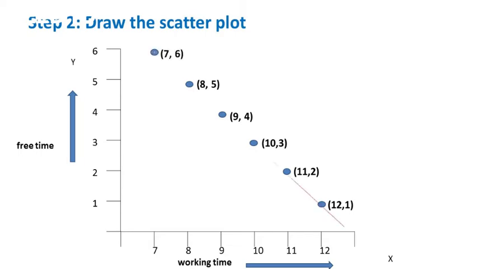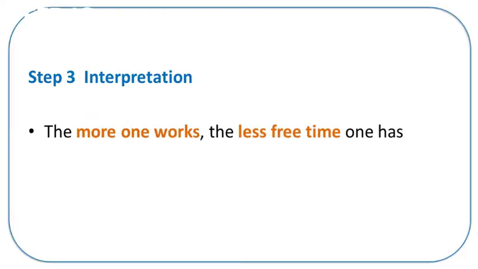When we join all these points, we can notice that all the scatter points lie on a downward sloping straight line, which implies there exists a perfect negative correlation between the variables x and y, which means when a person works more, he or she will have only a minimal amount of free time.